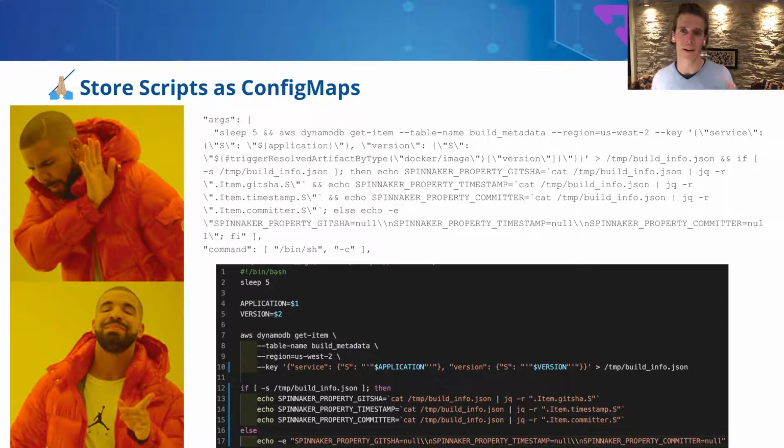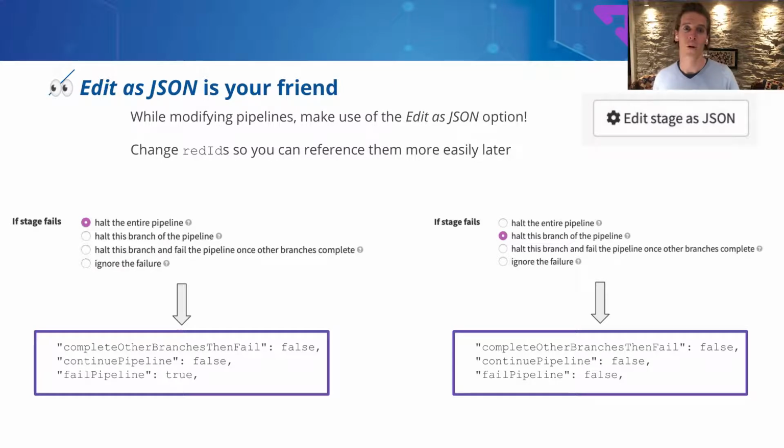And I'll leave you with one last piece of advice. While modifying existing pipelines or creating new ones, make use of that Edit as JSON button. Our team found that it was really helpful to map the UI changes in Spinnaker to the pipeline code. But we found that Spinnaker assigns numeric values to each of the stages' IDs, which wasn't very intuitive when we were trying to refer to them later. So we renamed all of those numeric values to something that described the stage better.